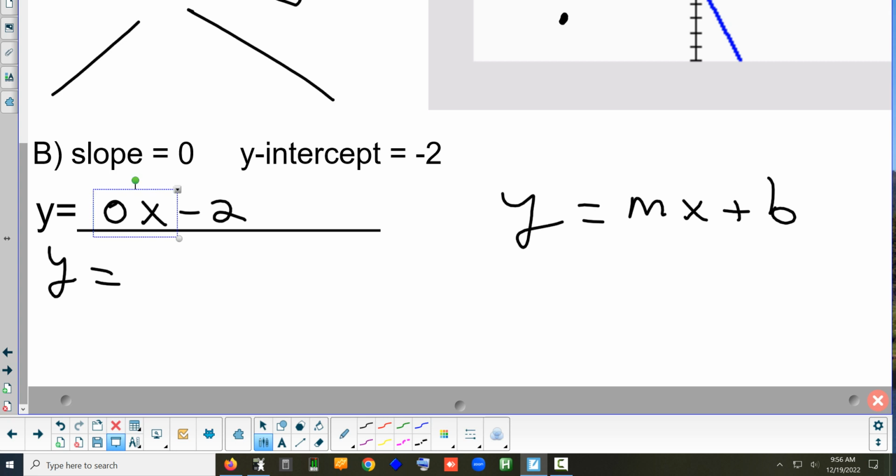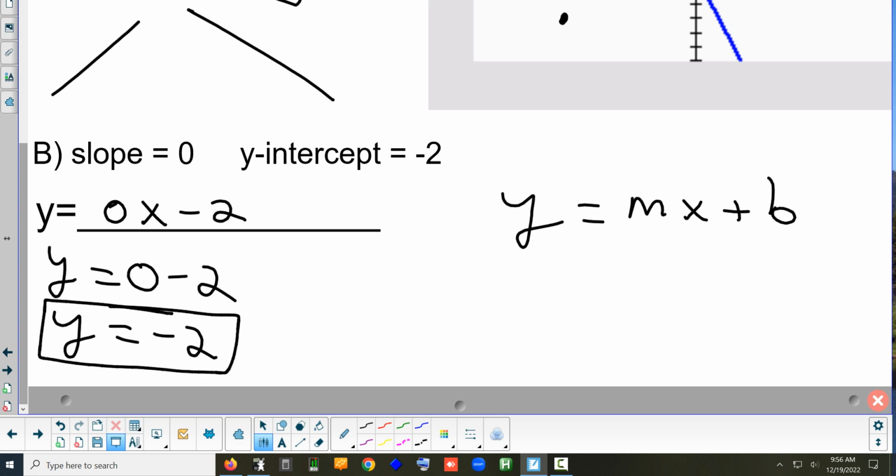Because this is a 0, 0 times anything is always what? Yep, 0. So what just happened here is the x disappeared. Whenever the slope is a 0, that will happen. And that's okay. The x can disappear. So our final answer is really y equals 0 minus 2. And what is 0 minus 2? -2. And that's what you should have as your answer.